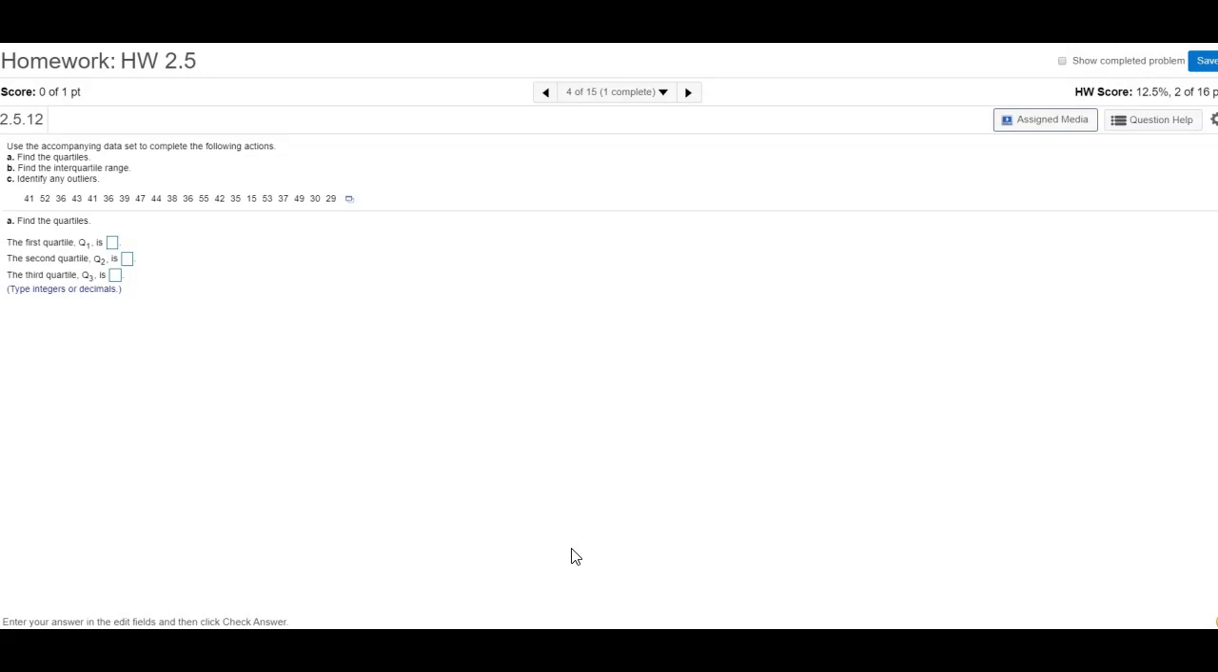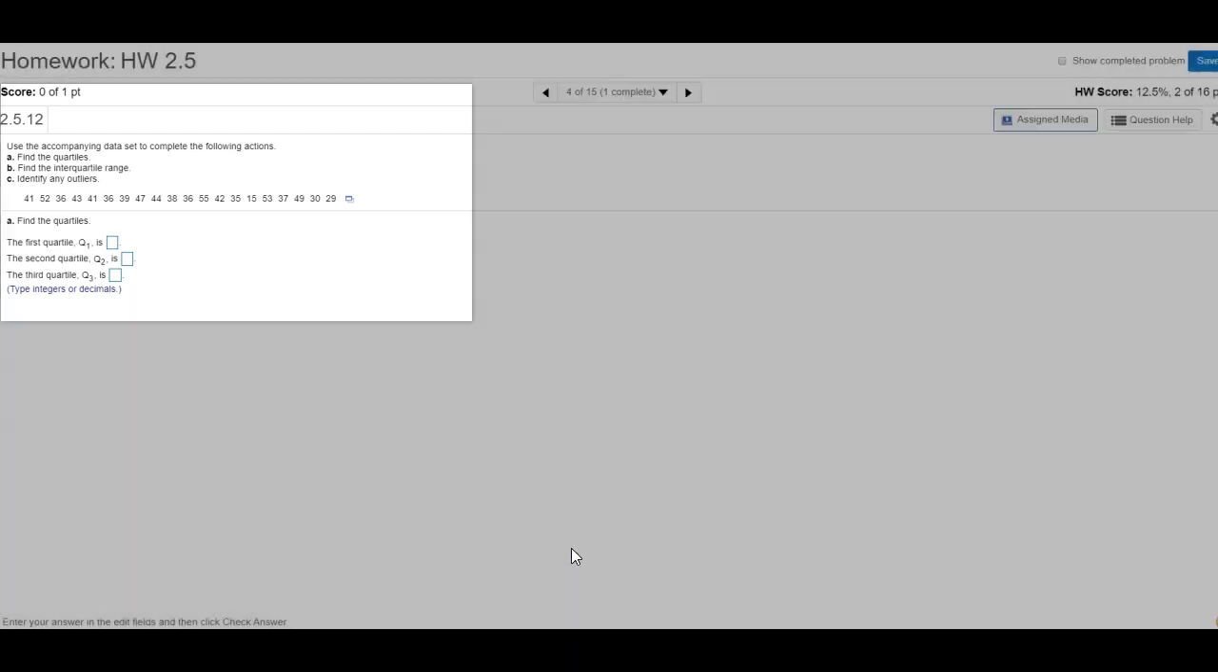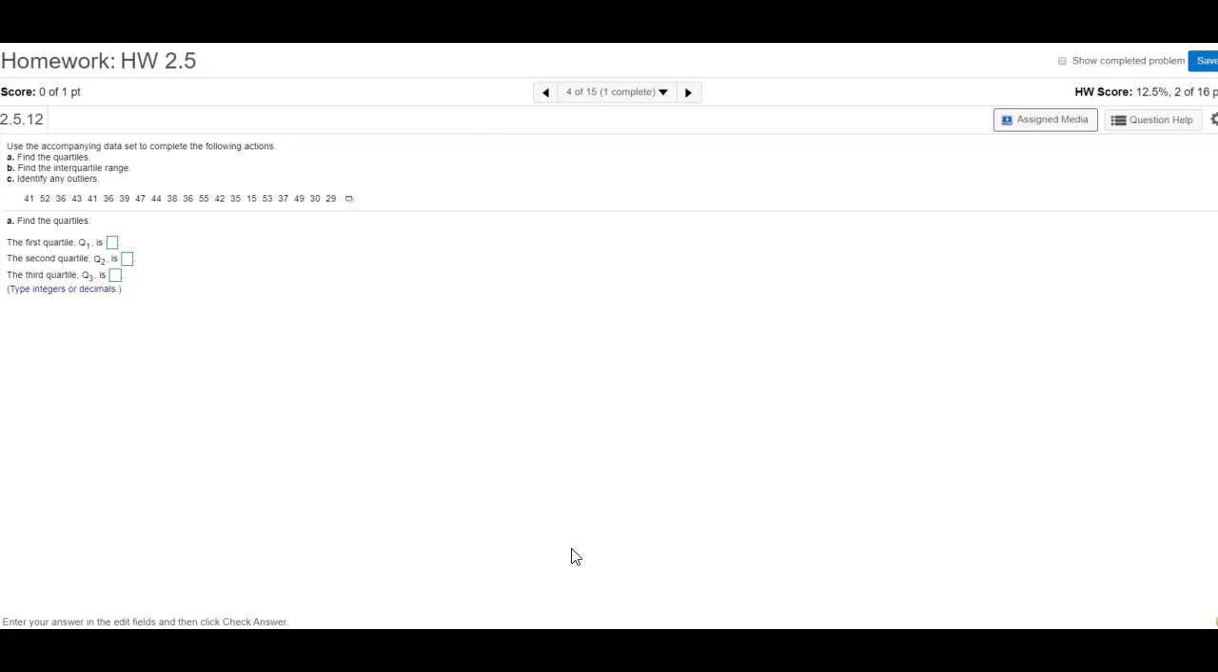Use the accompanying data set to complete the following actions. Find the quartiles, find the interquartile range, identify any outliers. Before I go ahead and tell you what they are, I would like you to open the data in StatCrunch. And how do we do that?